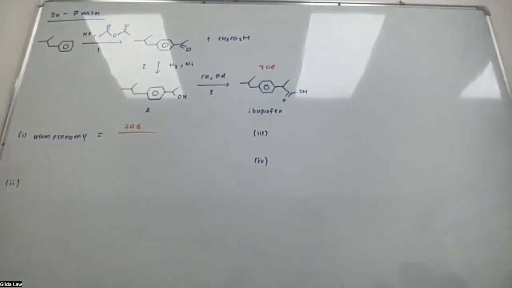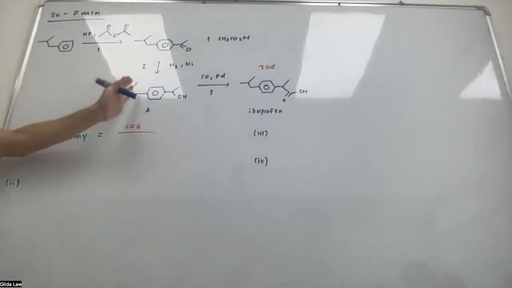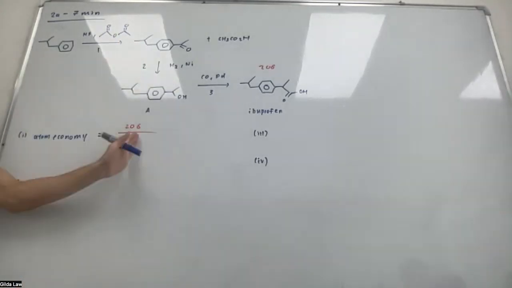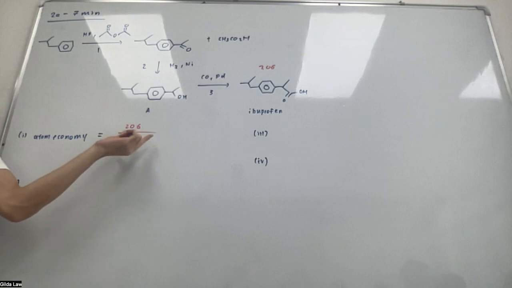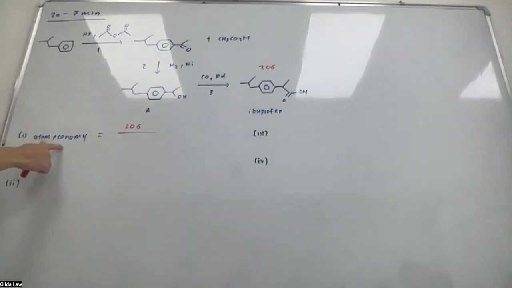But you can't simply do that, because if you calculate all the Mrs and add them together, you realize the denominator is very large. A large denominator means the atom economy is very small, which again doesn't make sense because they claim this is environmentally friendly. So the value of atom economy must be quite high here. What does it really mean?